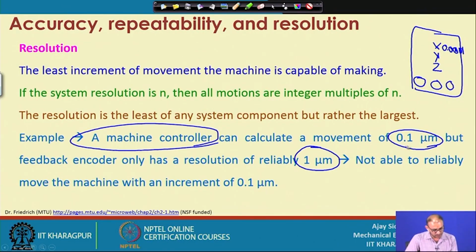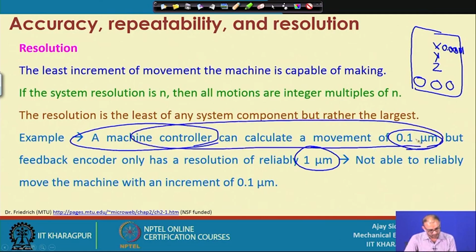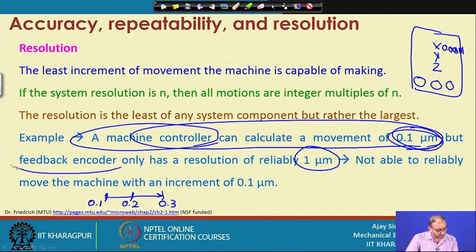So, here suppose your machine is able to move with 0.1 micron. Suppose you want to move from here to here: this is 0.1 micron, this is 0.2 micron, and this is 0.3 micron, right. But what is the problem? You are getting feedback, that means how much you have achieved. You have another encoder giving the feedback of the system, where your tool or the workpiece is moving, and it has a resolution of 1 micron.